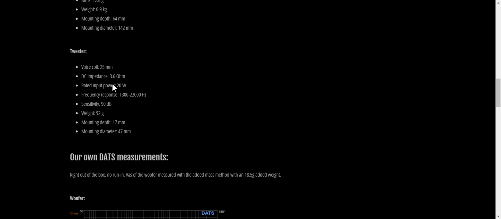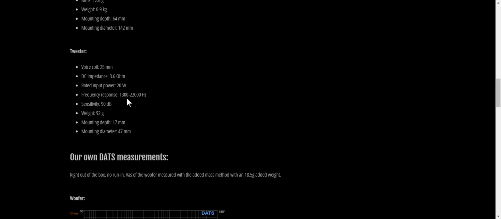So moving on down, look at the tweeter. The tweeter has a 3.6 ohm impedance, 20 watt rating. Its frequency response is 1300 hertz, which is really low, okay, to 22,000 hertz. I would not play this tweeter this low because that is also its FS. I'll show you that as well. And the FS is where that driver is moving like crazy.